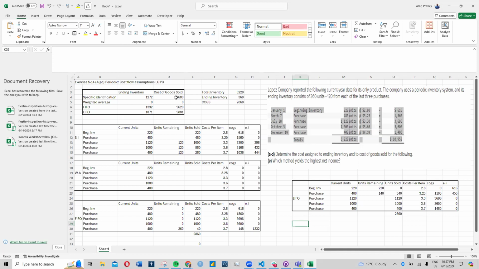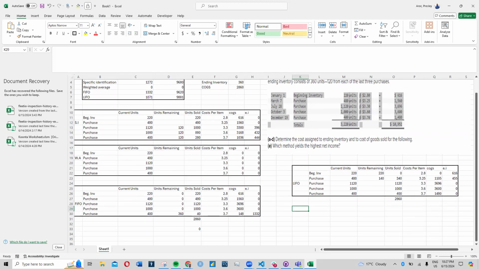Remember again, how I got this wasn't some sort of magic. I just did units sold times cost per item to find the cost of goods sold, and I did units remaining times cost per item to find the ending inventory. And here it is, 1,272, 9,680. And that's that.